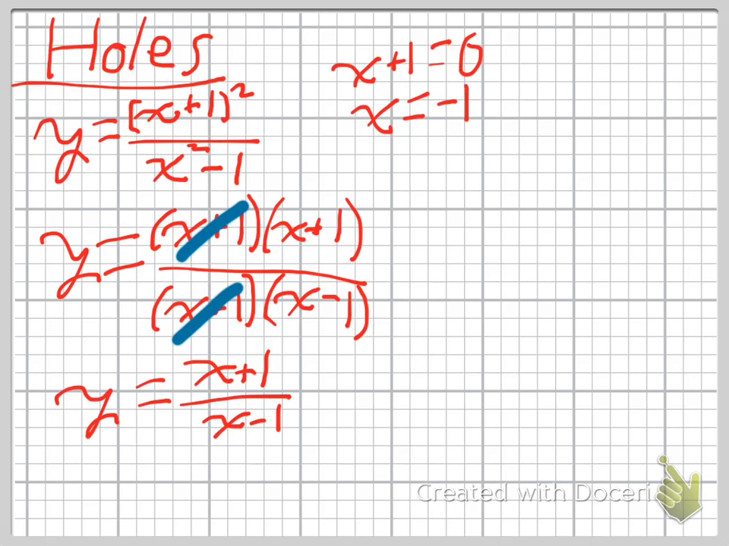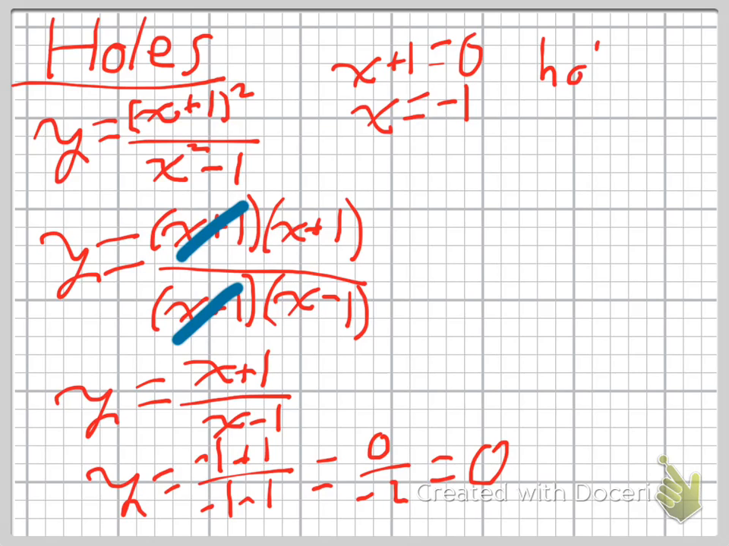But where is that? Well, what you do is you take the -1 and you plug it into the canceled version to find your y coordinate. So y equals -1 plus 1 over -1 minus 1. That equals 0 over -2, which equals 0. So the coordinate of your hole will be the point -1, 0. Whoops. There we go, -1, 0.